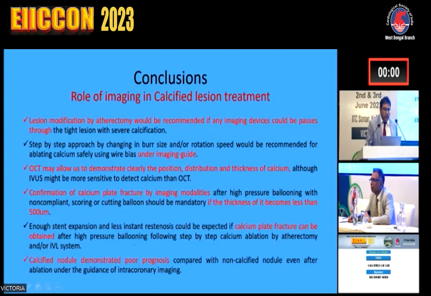So to conclude, lesion modification by atherectomy would be recommended if imaging devices could not be passed through the tight lesion, and it could help us to pass through the tight lesion with severe calcification. Confirmation of the plaque fracture by imaging modalities should be done. Calcium plaque fracture can be obtained after high pressure ballooning following step by step calcium ablation by atherectomy or by IVL system. Calcified nodule demonstrated poor prognosis compared to non-calcified nodule even after ablation under the guidance of the intracoronary imaging.